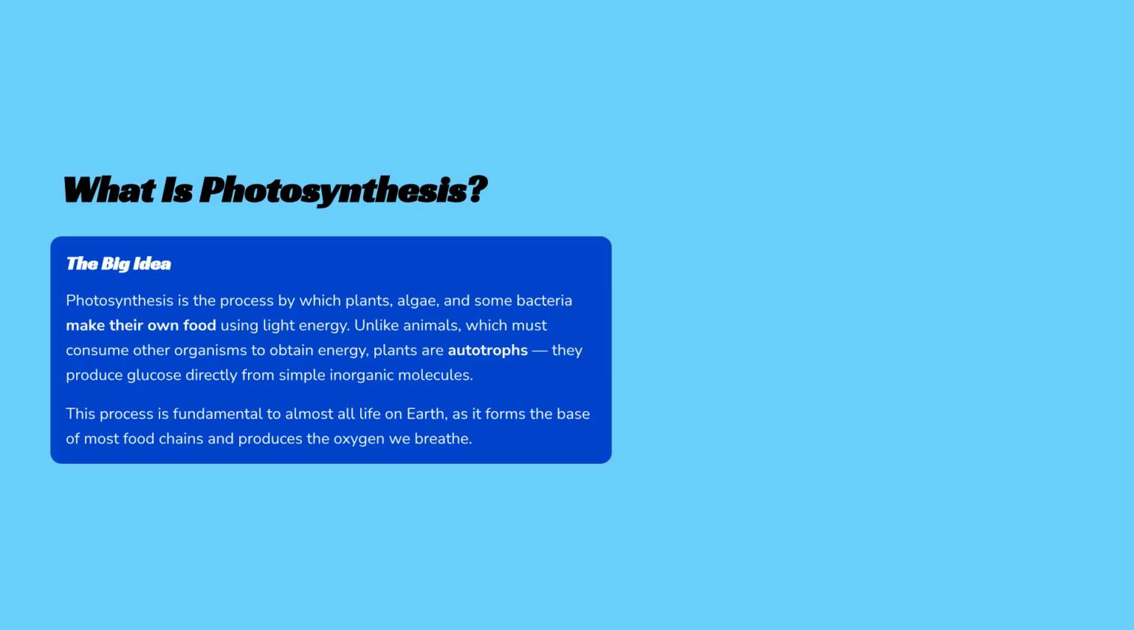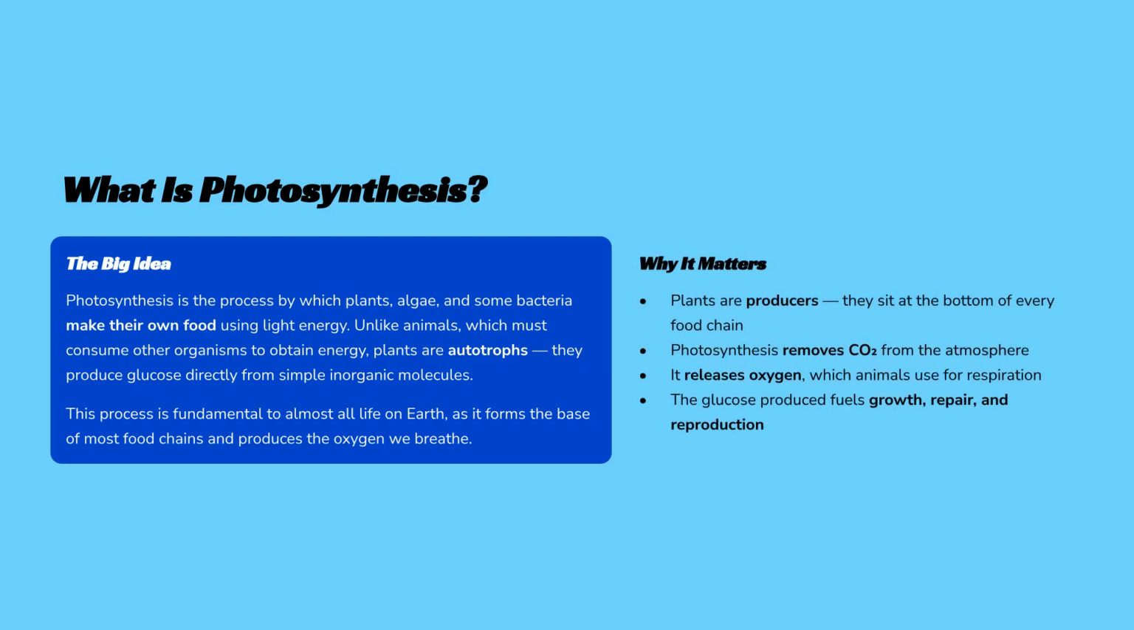Photosynthesis is how plants, algae, and some bacteria, known as autotrophs, make their own food using light energy. This process is crucial as it forms the base of most food chains, removes carbon dioxide from the atmosphere, and releases the oxygen we breathe. The glucose produced is essential for the plant's growth, repair, and reproduction.